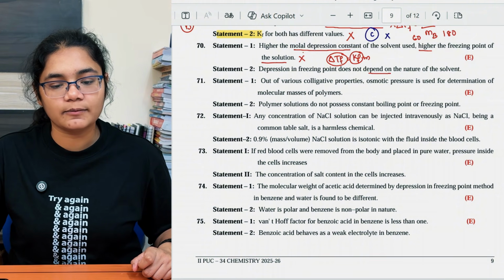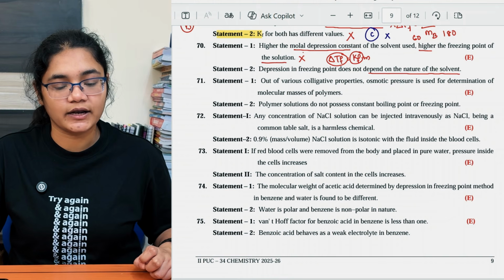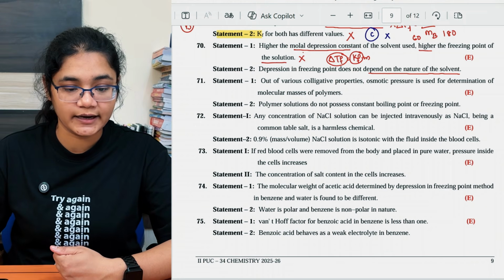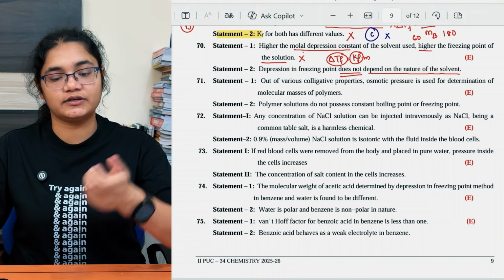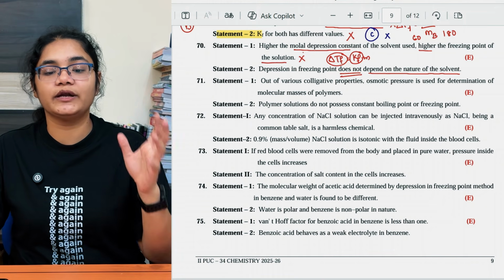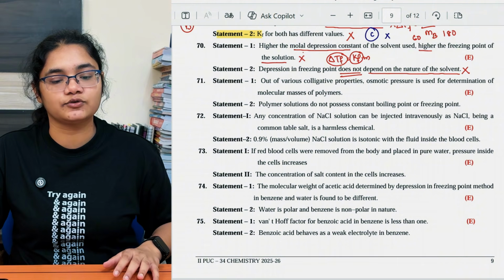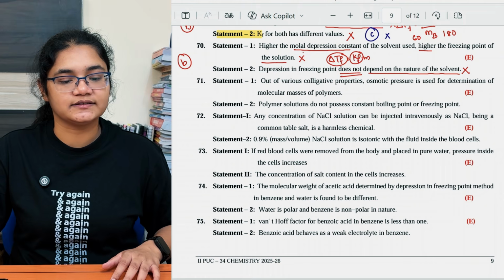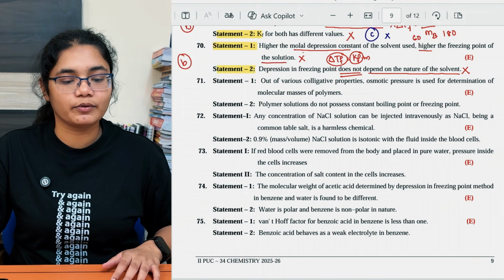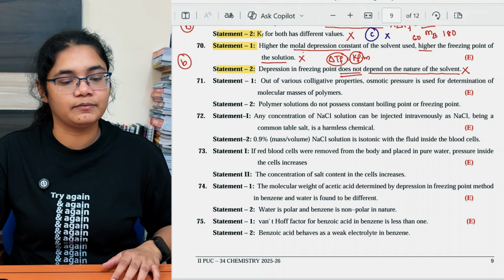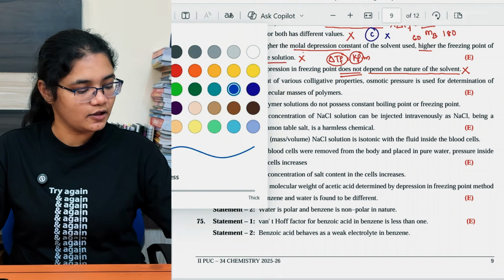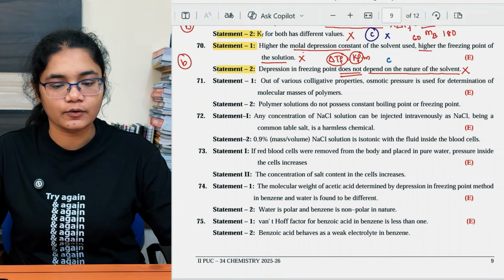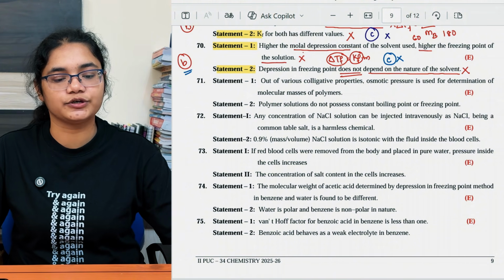Depression in freezing point does not depend on the nature of the solvent, right? So this is again incorrect, because different solvents will have different Kf values, so it depends on the nature of the solvent. Both are incorrect, so option B will be the correct answer. Again, this answer is given incorrectly in the PU2 question bank. The answer given by the PU2 board for question number 70 was C, but again this is wrong. The correct answer is option B here.